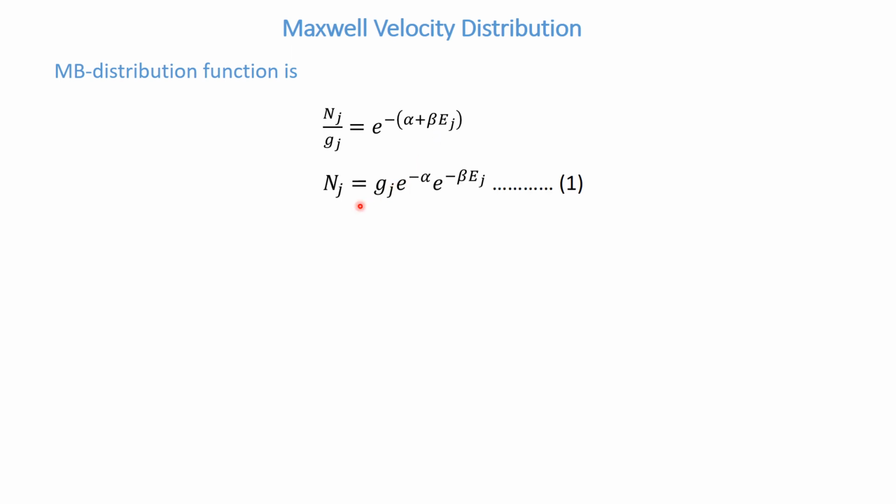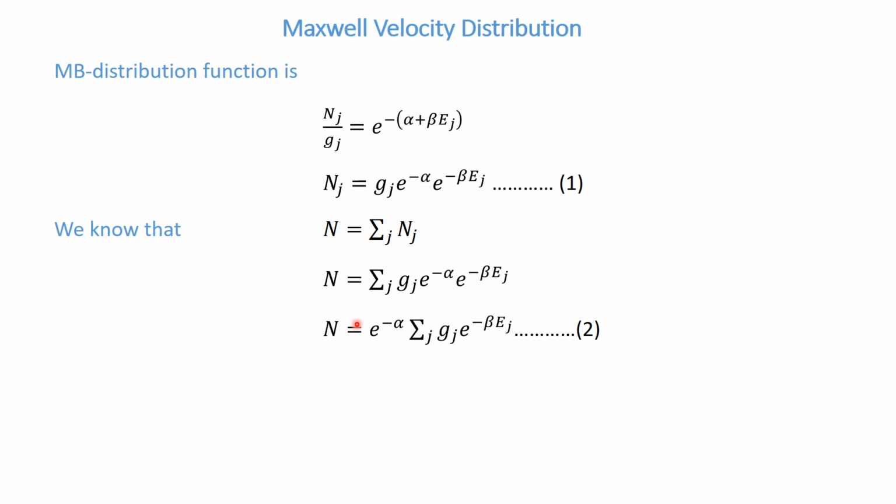If we rearrange this equation, Nj is equal to this one, we call it equation number 1. Similarly, we know that N, the total number of particles, is equal to the sum of all the particles in all the energy states. And if we put equation number 1 in this summation, we will get this relation. This e to the power minus alpha is independent of j, so we can take it out of the summation sign. So we have this equation number 2.